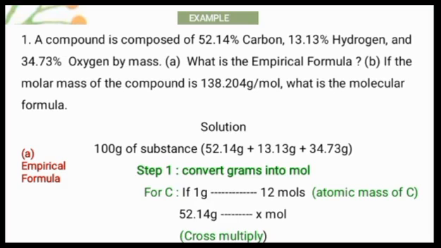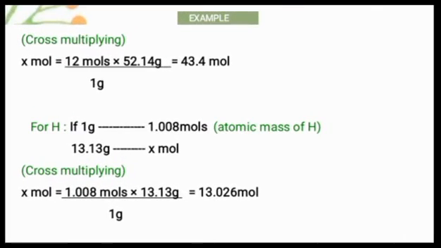First of all, we convert the percentage to gram. 1 gram is equal to 1%. Therefore, after that, step 2, we convert grams into mole. For carbon, if 1 gram gives you 12 moles, 12 being the atomic mass of carbon, how many mole would 52.14 gram give to you? We multiply and we get 43.4 mole as the answer.